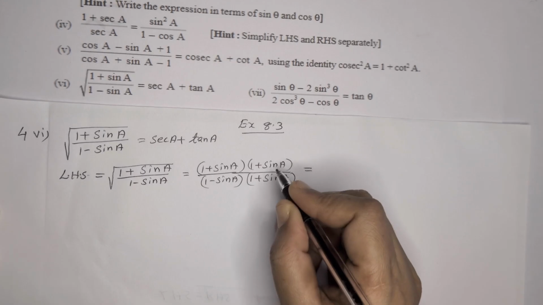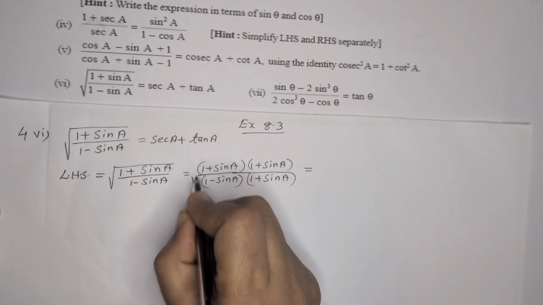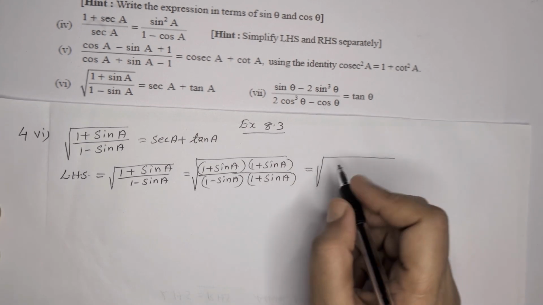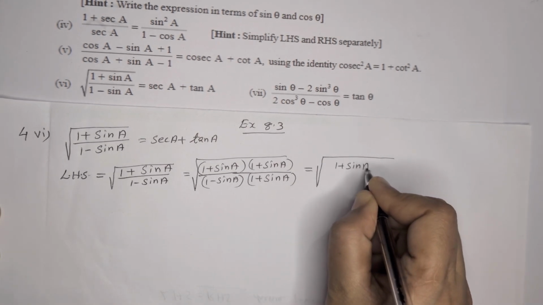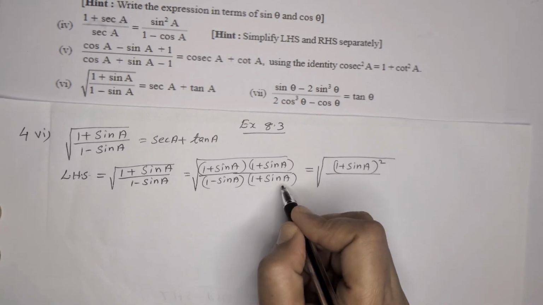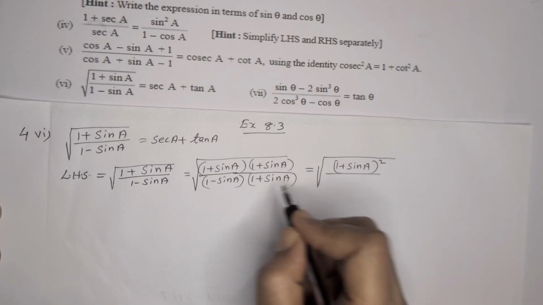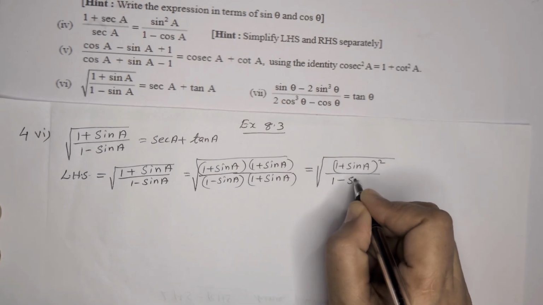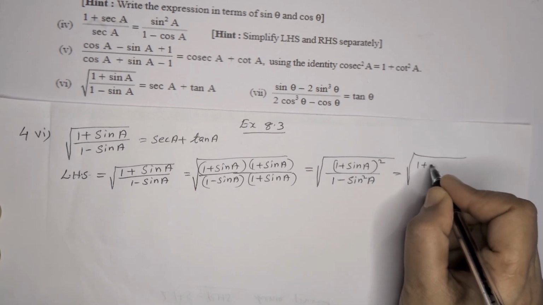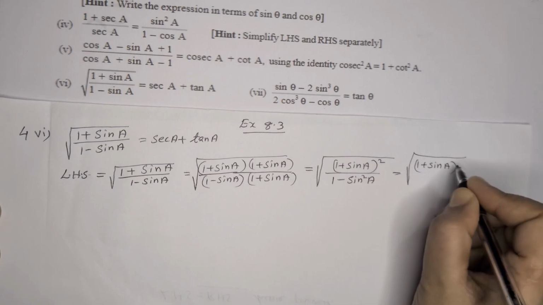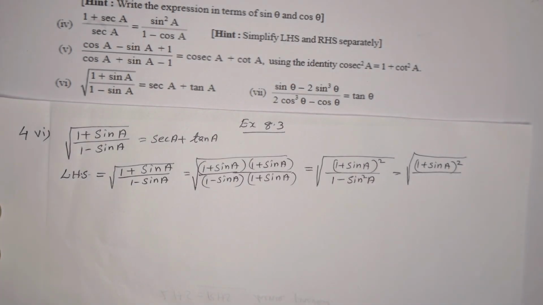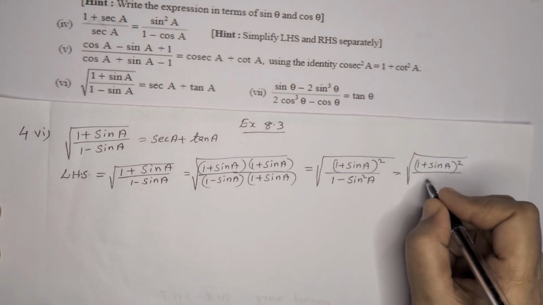So when we are multiplying the numerator and denominator with 1 plus sin A, the same root sign also there, and under the root, here we will get 1 plus sin A the whole square, divided by, this is the form A minus B into A plus B, which is equal to A square minus B square, that means 1 minus sin square A. Again that is equal to root of 1 plus sin A the whole square divided by, we know that from the identity sin square A plus cos square A is equal to 1, from that 1 minus sin square A is equal to cos square A.